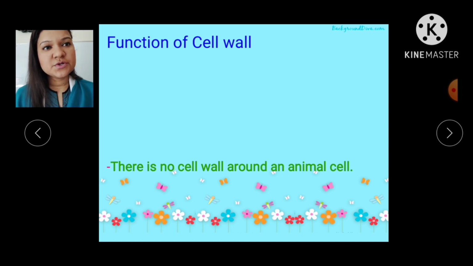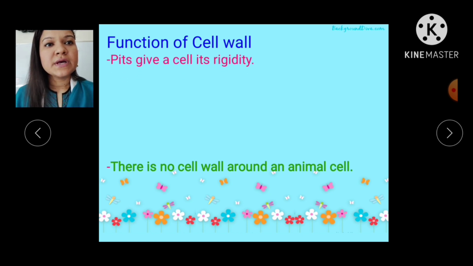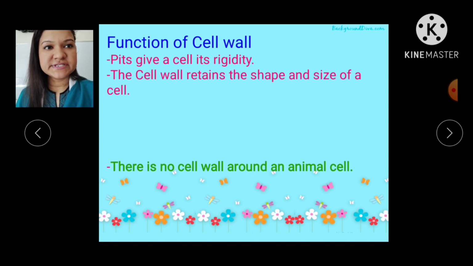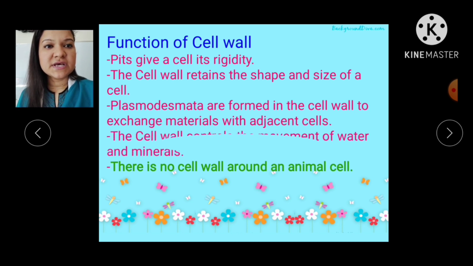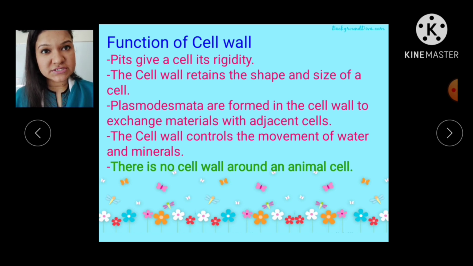Now the function of the cell wall. Pits give a cell its rigidity, and the cell wall retains the shape and size of a cell. Plasmodesmata are formed in the cell wall to exchange materials with adjacent cells. The cell wall controls the movement of water and minerals. There is no cell wall around the animal cell.